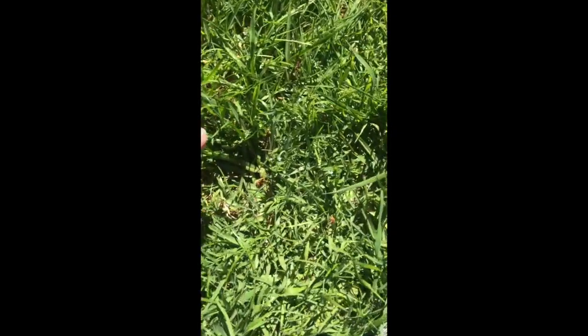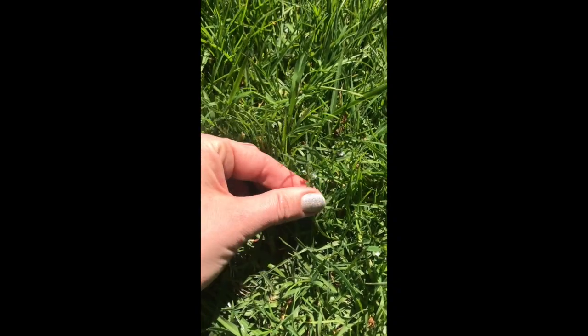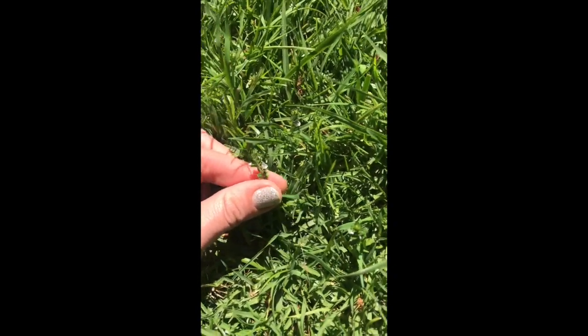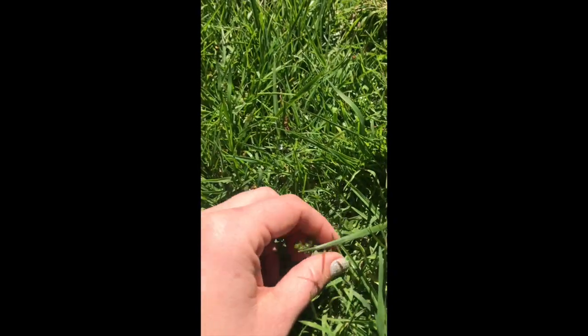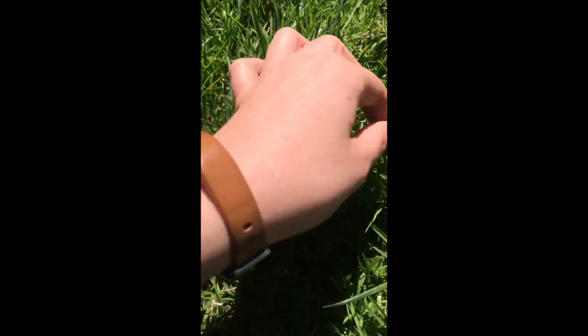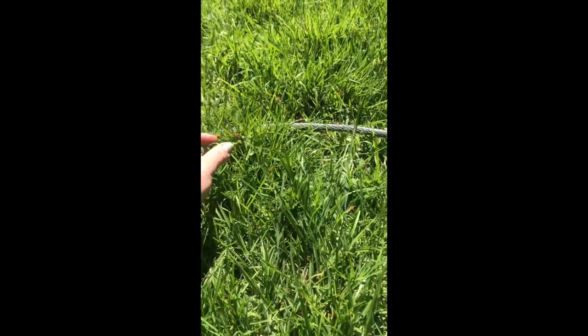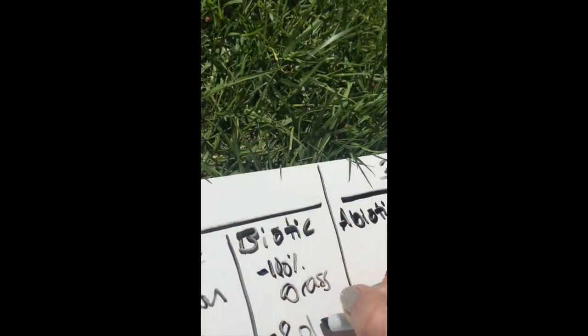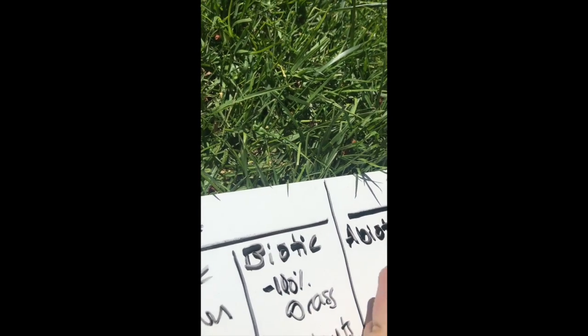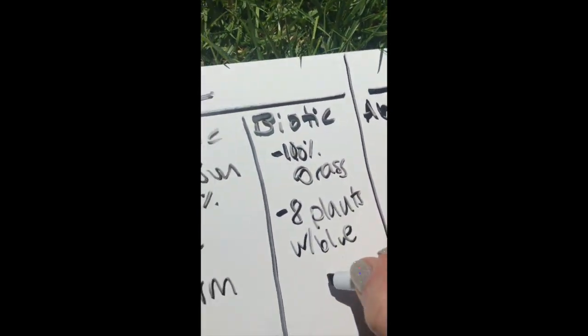Now I need to dig down and see if I can find something else. So when I look a little closer, I notice that there's this plant here that has these little blue flowers. I can count up how many there are. I see 1, 2, 3, 4, 5, 6. There's one over here, 7, 8. So I can say 8 plants with blue flowers.